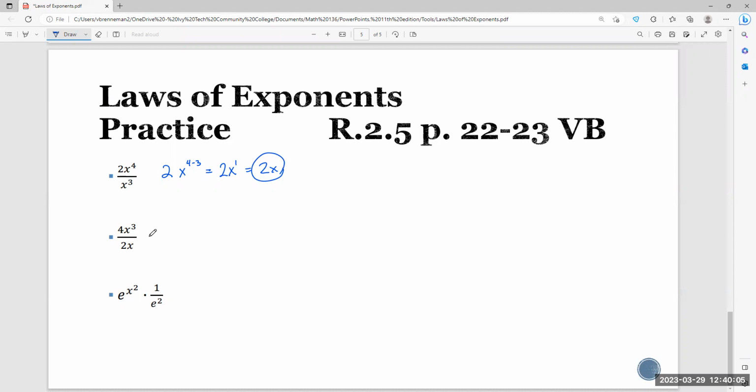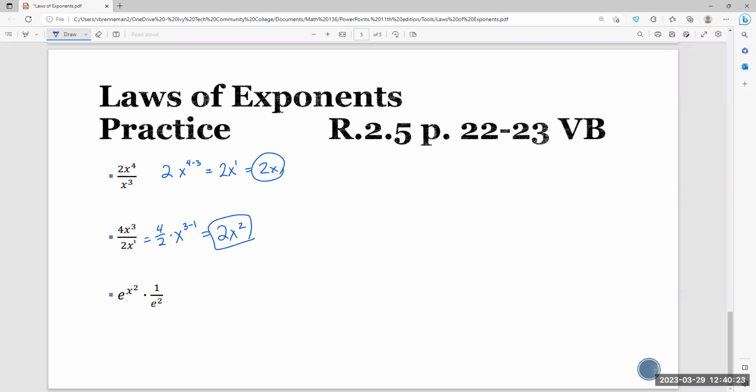4x cubed over x, you can think of that as 4 over 2 times x to the 3 minus 1, because that unwritten power is a power of 1. So that's 2x squared. So that type of simplification.